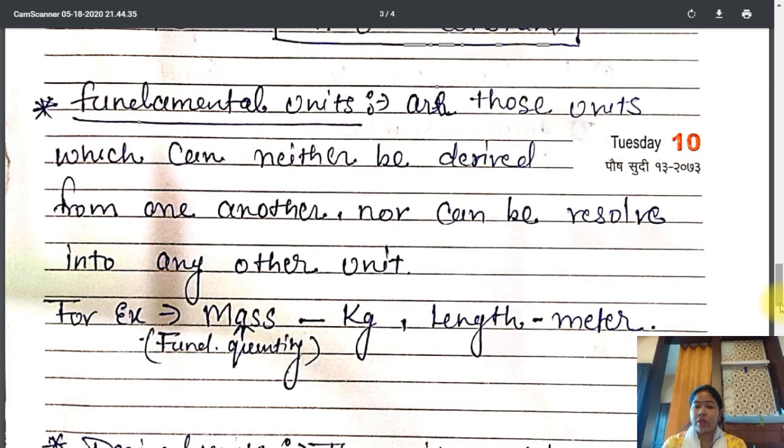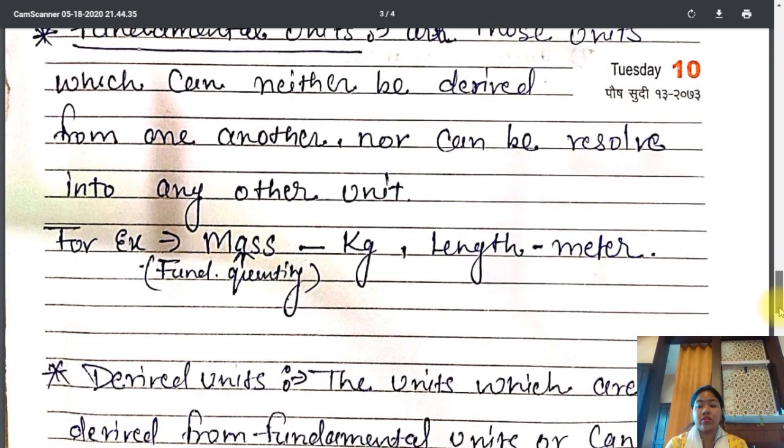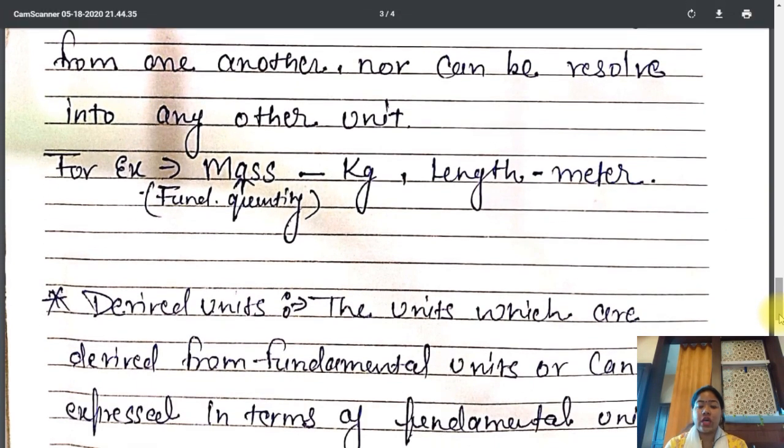So we can say that fundamental units are those units which can neither be derived from one another nor be resolved into any other. Or simply we can say fundamental units are those units which are independent of any other unit. In the second category, before explaining the example, we will go through the second type of quantities or units, that is the derived physical quantities and their units.